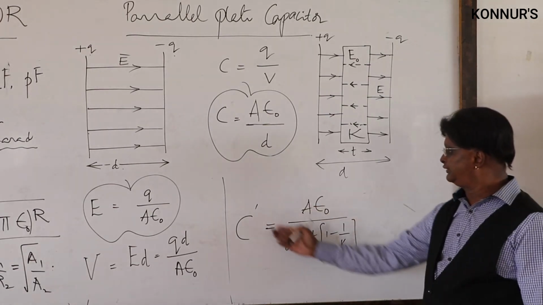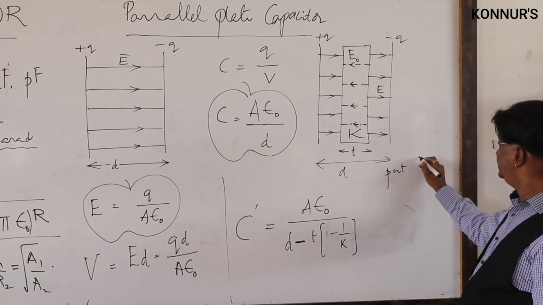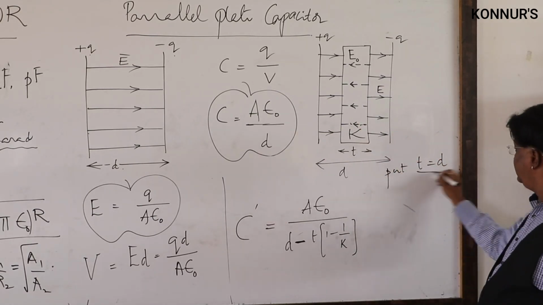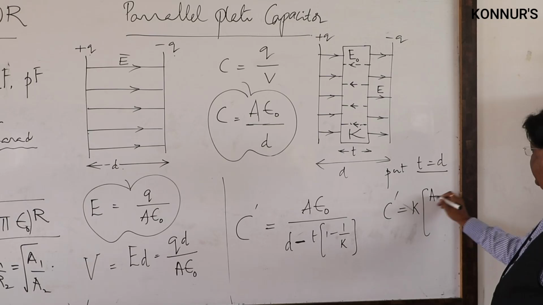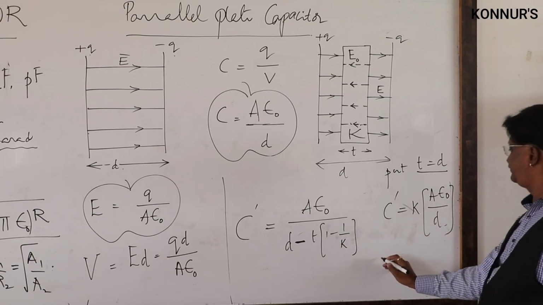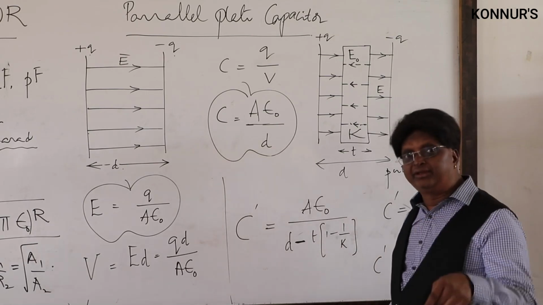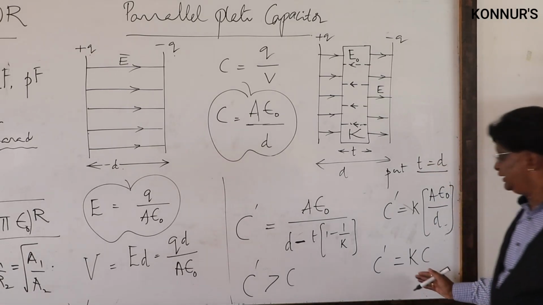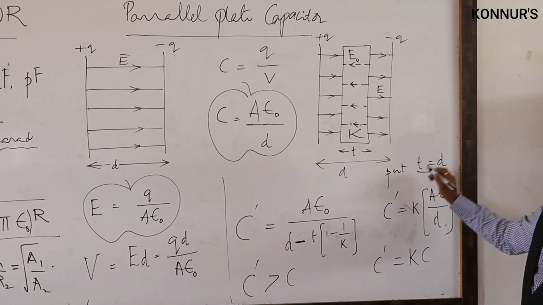And since the denominator decreases, C dash becomes greater than C. Now put T is equal to D, that is complete filling. Then from this expression for T is equal to D, you will get C prime is K times A epsilon naught by D. That is becoming K times C, so C dash is equal to Kc. Here the expression you will get is less than Kc. Remember, C dash is greater than C but less than Kc. But in this case, C dash is equal to Kc for complete filling.